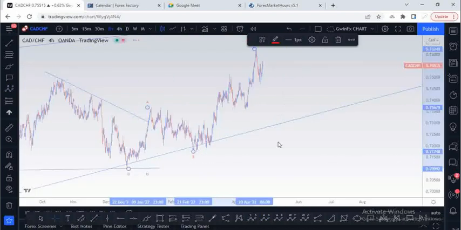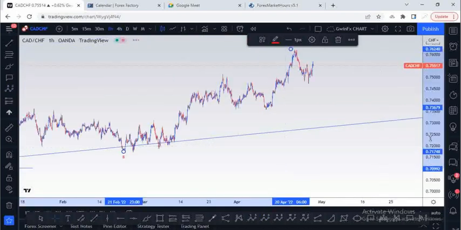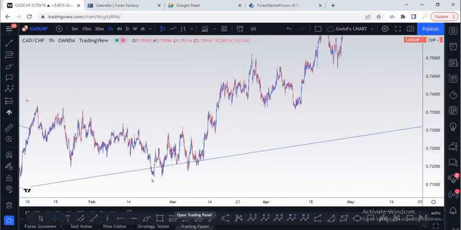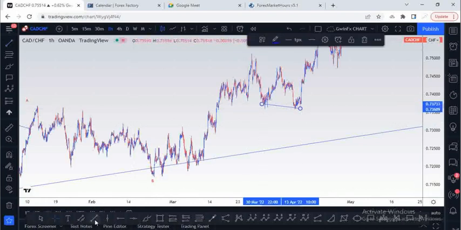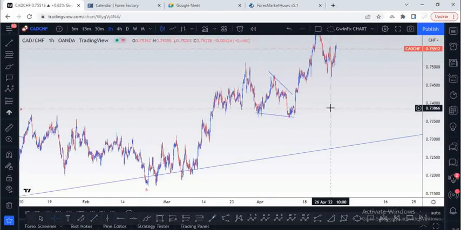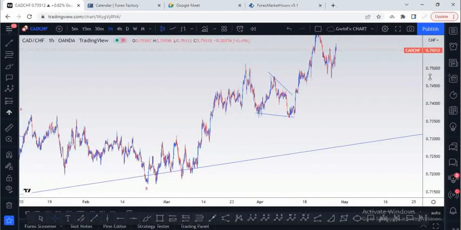If we look at this one on a 1-hourly time frame, we can identify that we've seen a complete pattern right here. What do I mean by a complete pattern? I can identify a 5-wave move to the upside. So after the 5-wave move, I'm going to be looking for an ABC corrective structure. This is what I'm going to be doing first.